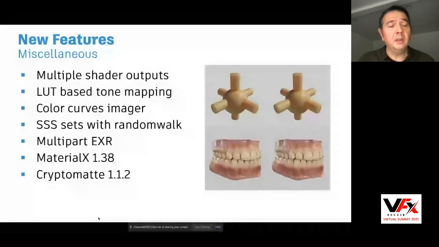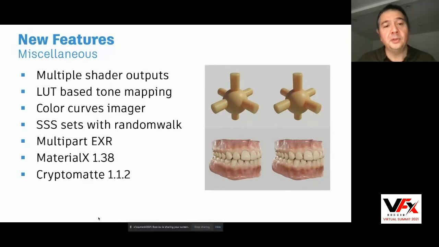So quickly, some of the features. Lots of requests for new imagers. So we introduced the ability to apply ACES to do tone mapping in images, also color curves. You can do this as an imager. Those were the most requested imagers. More coming. We've introduced SSS sets with the random walk SSS. I'll explain. This is the image that is on the right, that I'll explain better in the next slide.